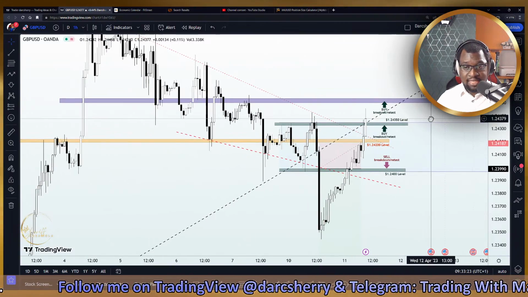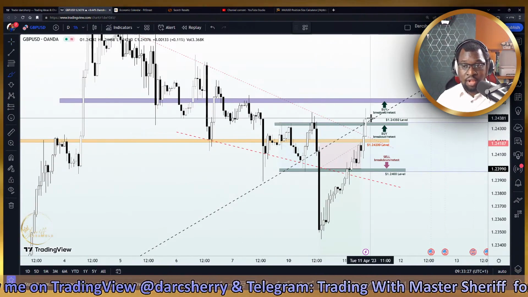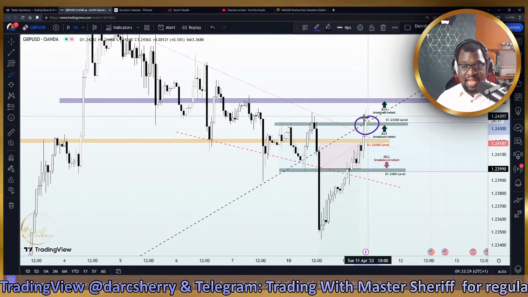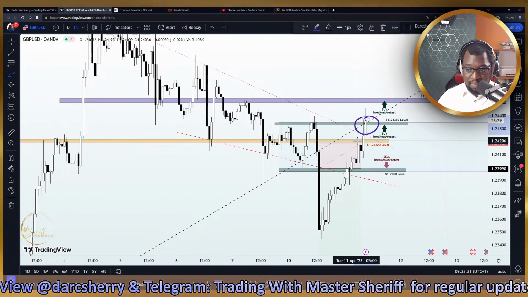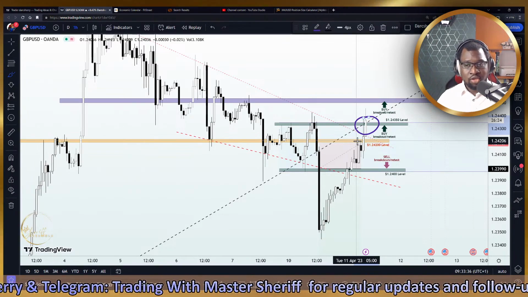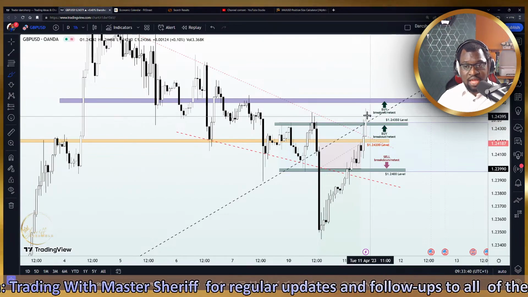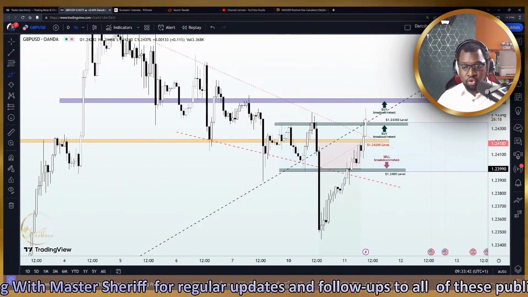So at this point in time, we are at a very critical point, so we need to be very, very patient and careful around this area. So let's see how this candle is going to close, probably in the next 30 minutes. If it closes like a shooting star candle, then definitely this might turn out to be a retest of structure that was broken.